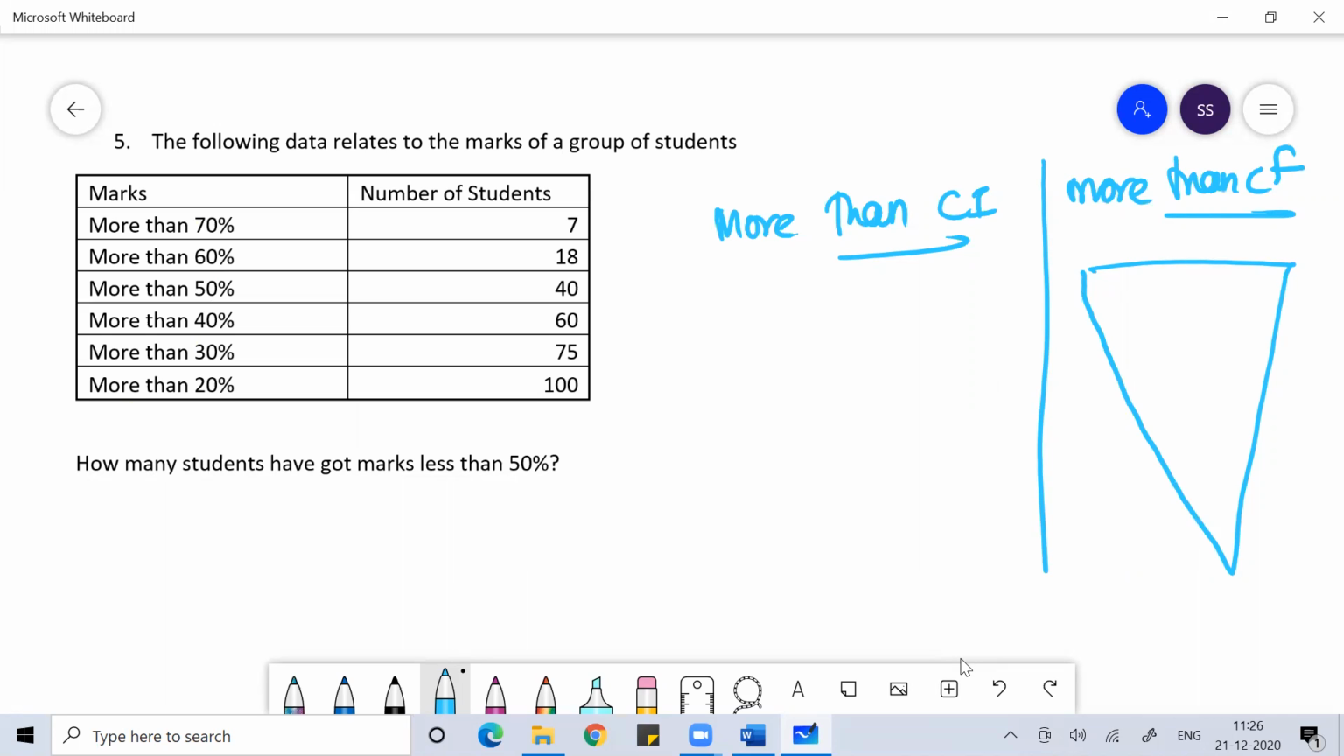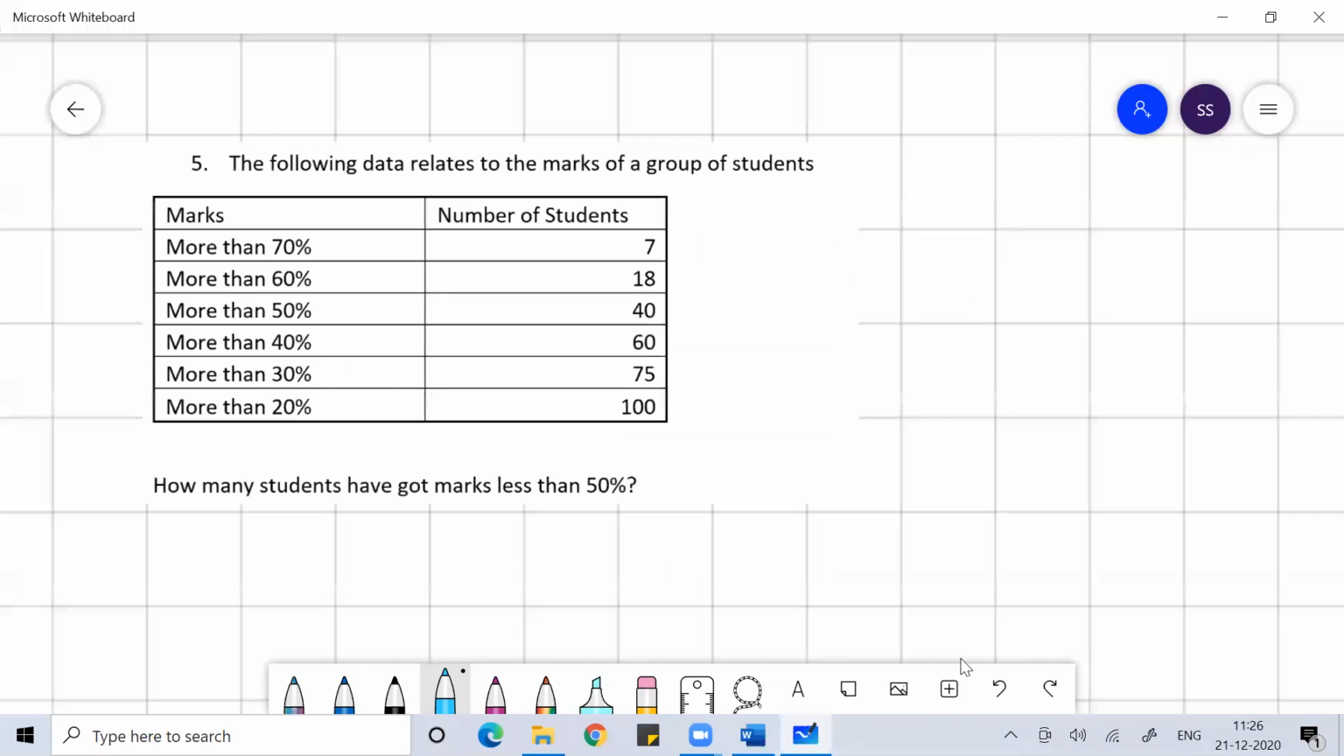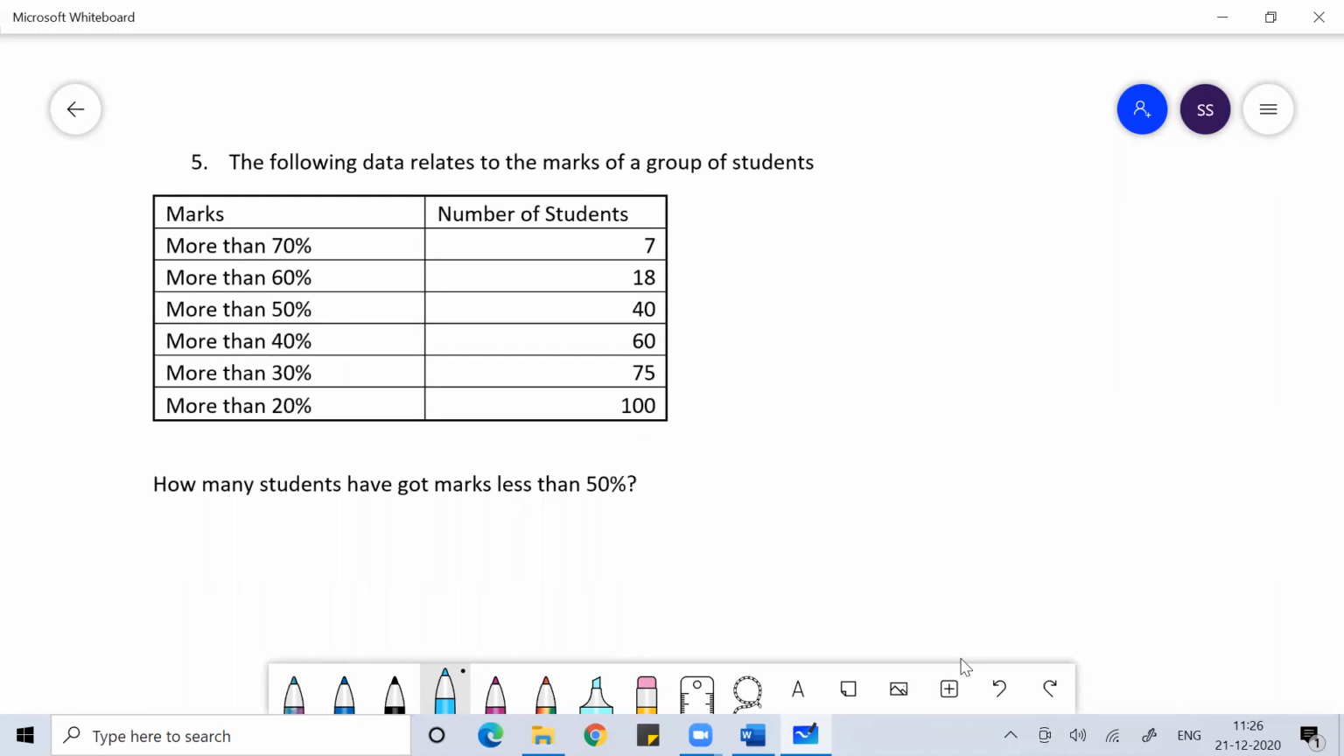Now if you see this question, it is about more than class intervals and more than cumulative frequency, but the data is increasing like this. You need to understand one thing: this data is actually arranged in opposite order. You can see the numbers, and with that you can understand the data is in opposite order.